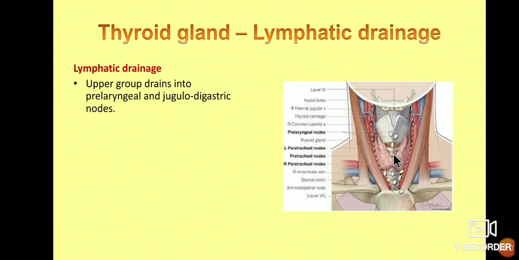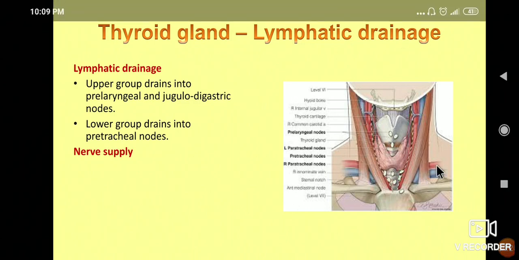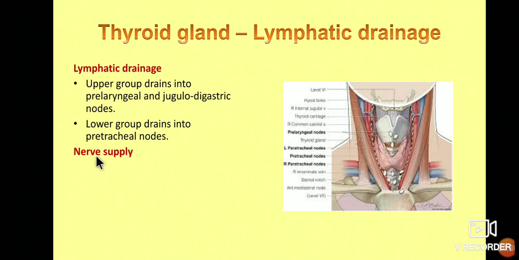The lower part of the gland mainly drains into the pretracheal lymph nodes. From there they might drain into the lower deep cervical nodes. So mainly prelaryngeal nodes for the upper part of the thyroid gland and pretracheal nodes for the lower part of the gland. The nerves supply sympathetic and parasympathetic.